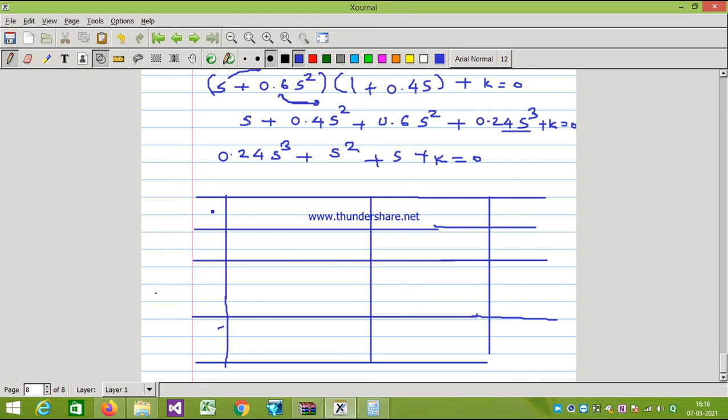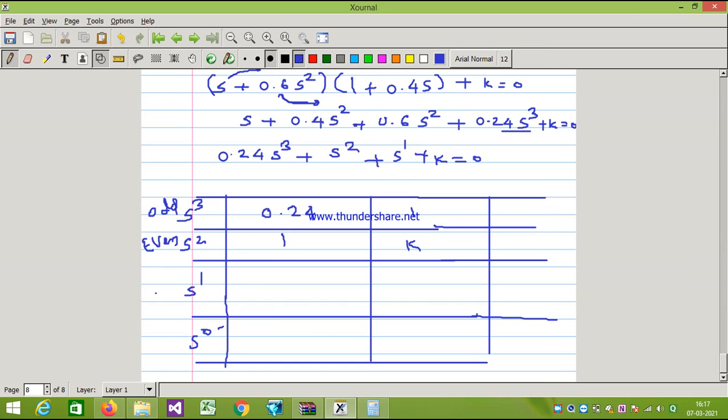So what is the highest power? That is s cube, then s square, then s raised to 1, then s raised to 0. Now it is an odd one, so let's take all odd coefficients, that is 0.24, then this power is 1, that means it is a 1. Then what are the even coefficients? Even coefficients are 1 and K. Let's solve this. Let's calculate this.